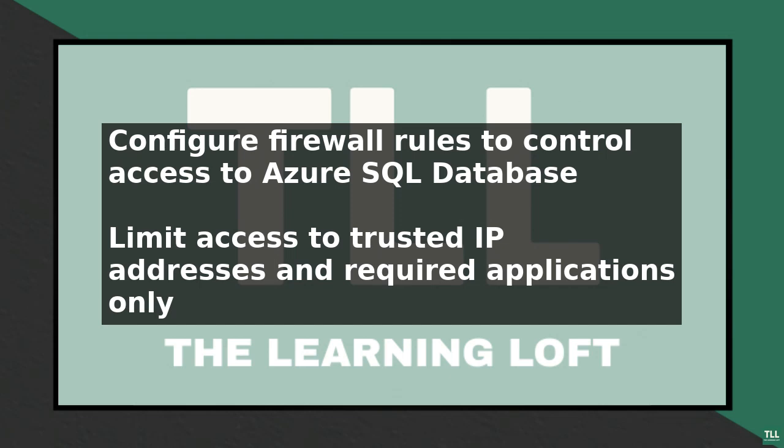Next, configure firewall rules to control access to your database. Azure SQL Database provides a firewall that allows you to specify which IP addresses have access to your database. Be sure to only allow access from trusted IP addresses and limit access to the minimum required for your application.